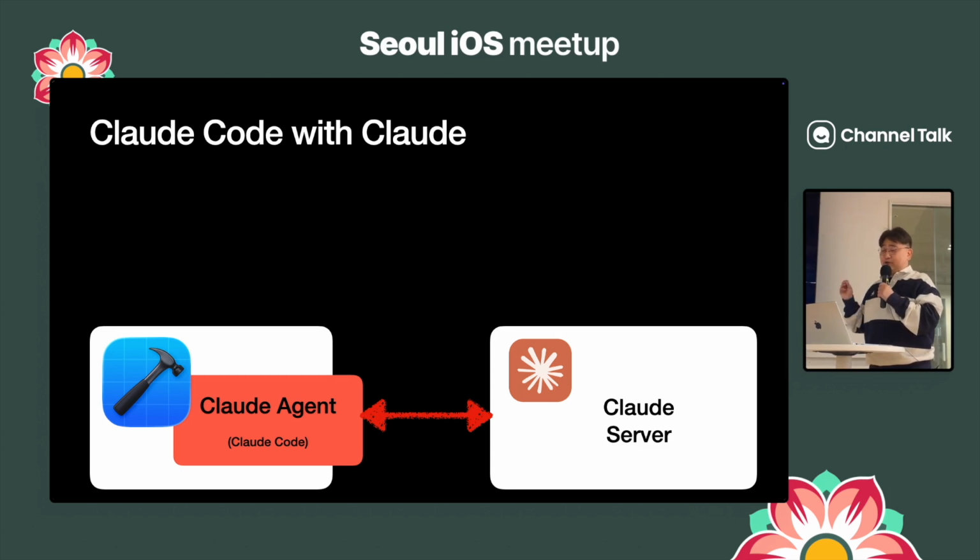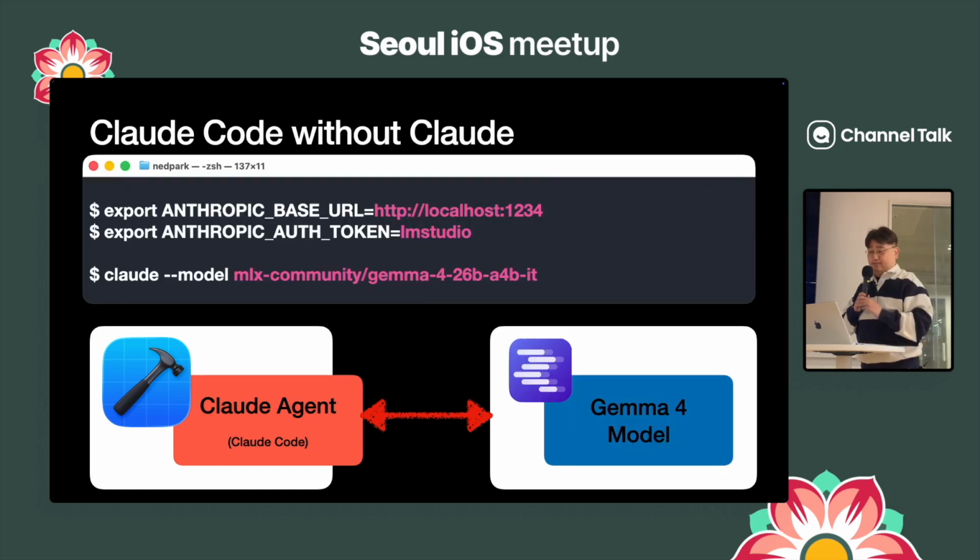By default, Claude Code is connected to the Claude server. But we can change it, and we can use it like Android Studio. If you want to use a local model instead of cloud server models, you can use these shell command lines. It will make a proxy.